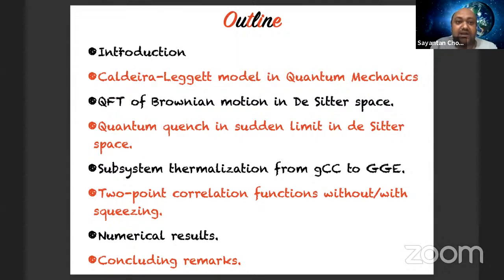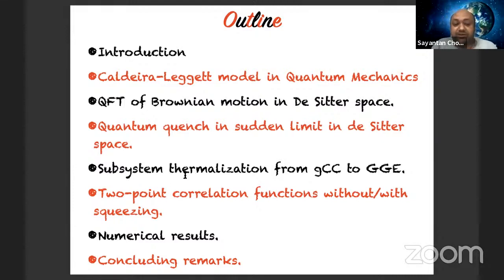Now, the outline of my talk is divided into these subcategories. I will start with the general introduction, then I will talk about a very good old description of the quantum Brownian motion model, which is described by Caldeira-Leggett. And then I will try to generalize this idea for quantum field theory in curved space-time, particularly in de Sitter space. Then I will discuss quantum quench in a certain limit in de Sitter space. As the talk proceeds, I will mention what I mean by certain limit.